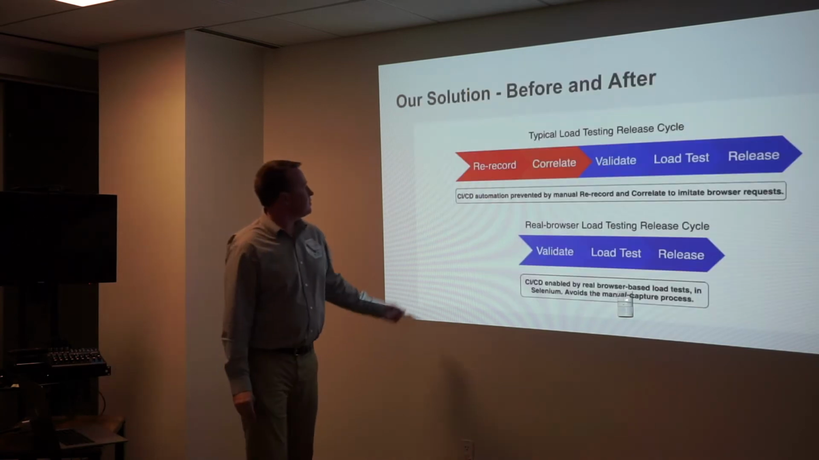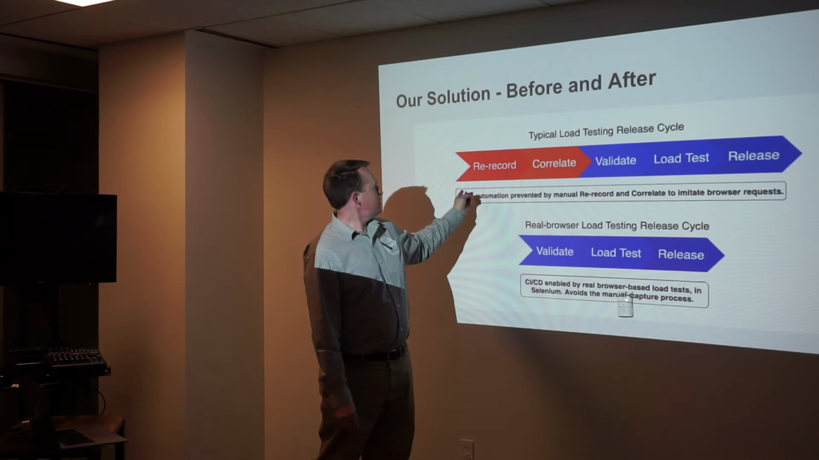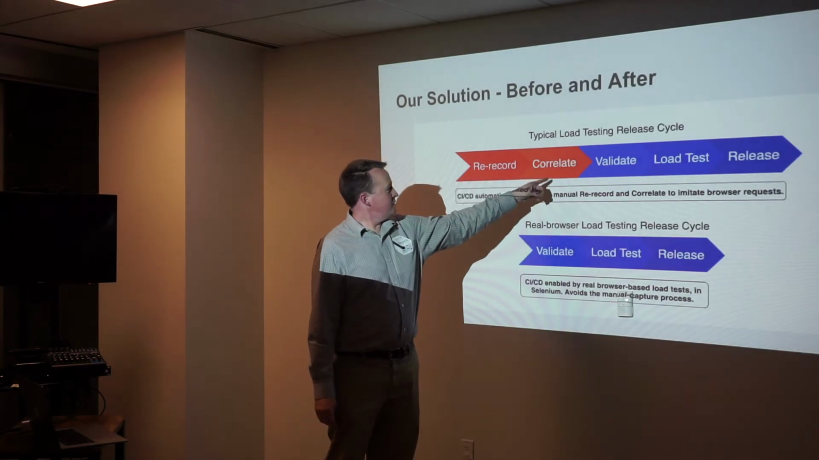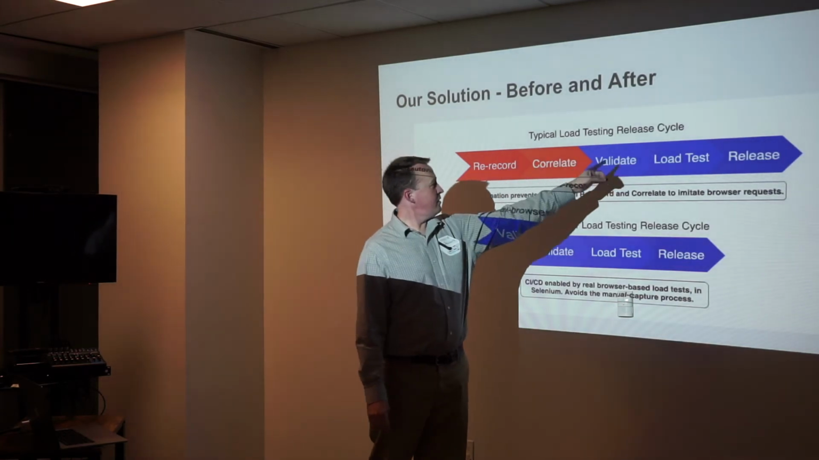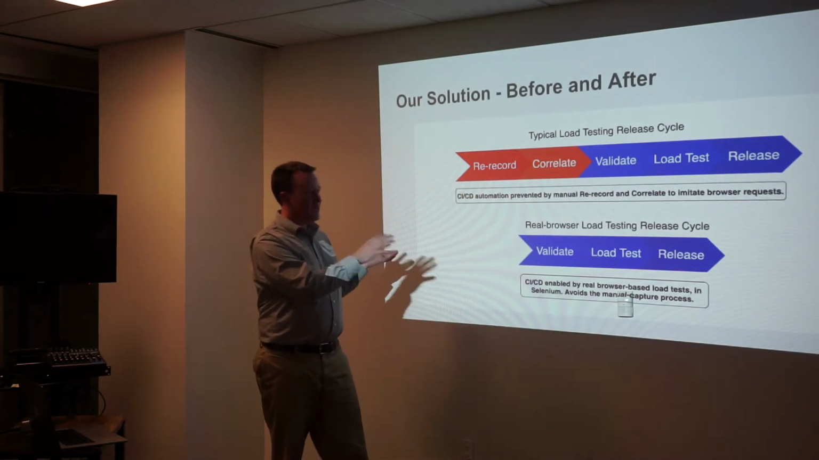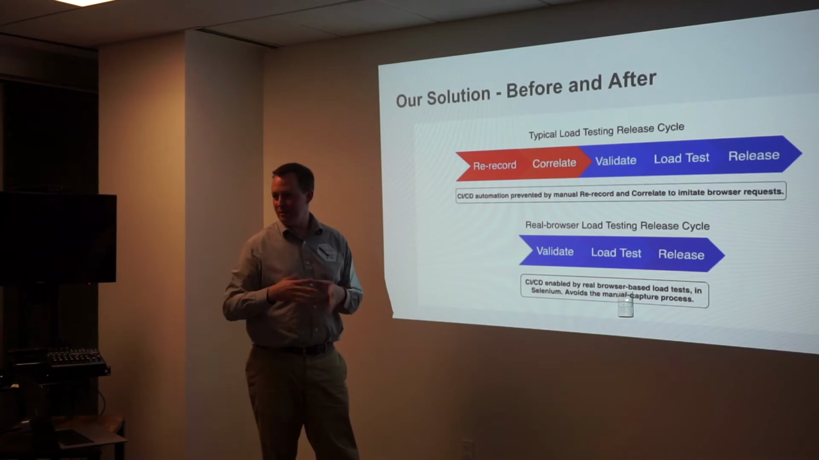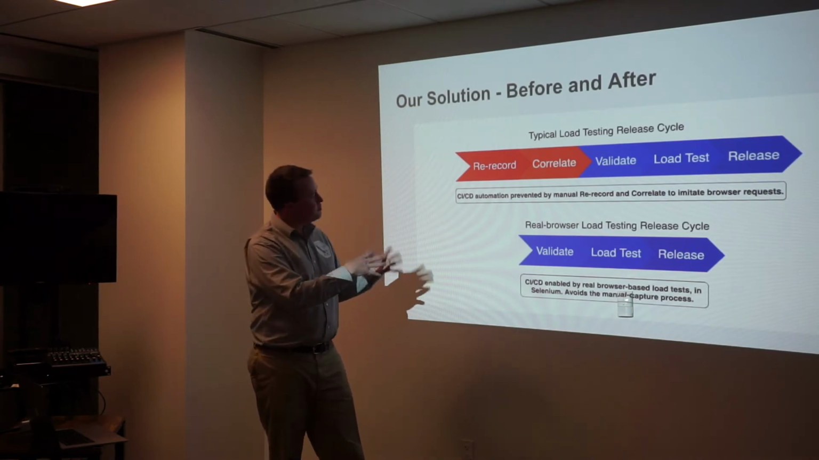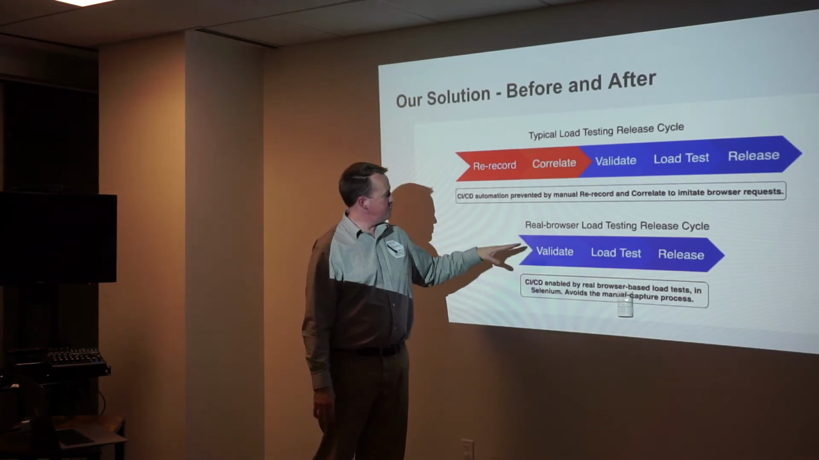So before, the cycle for testing used to look like this. You would re-record, run your correlation, validate the test, load test, and release. Whereas with ours, because you've already made the acceptance test before you go out, it's usually able to be done much sooner in the cycle.